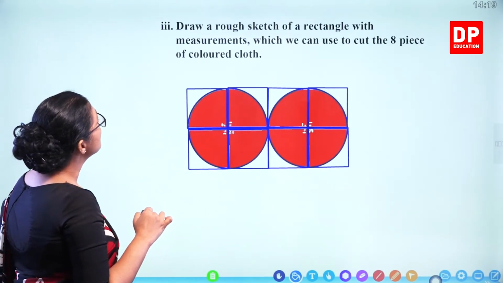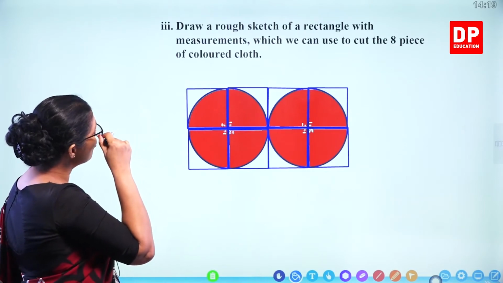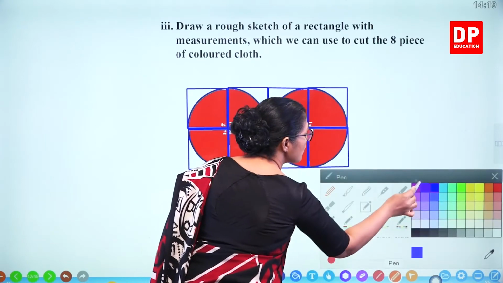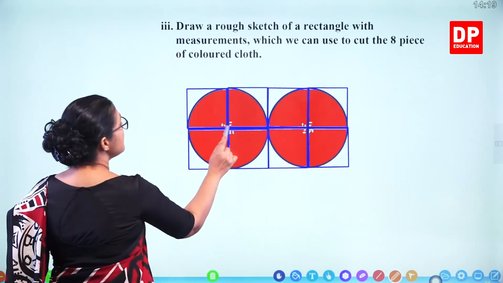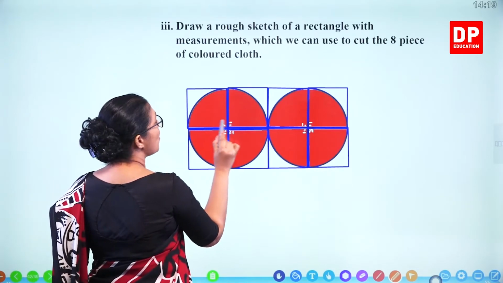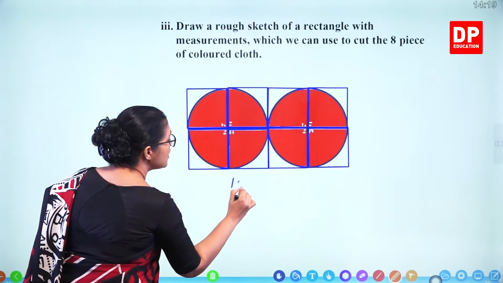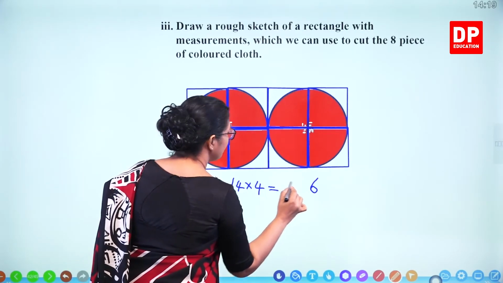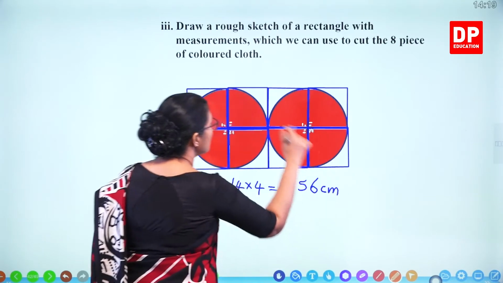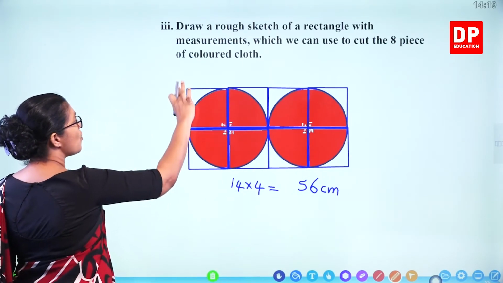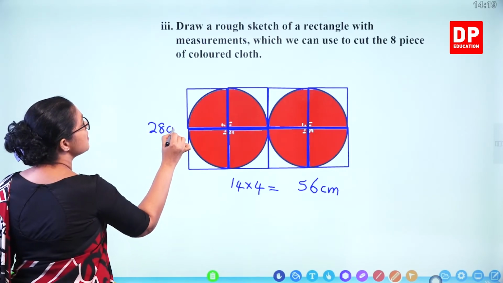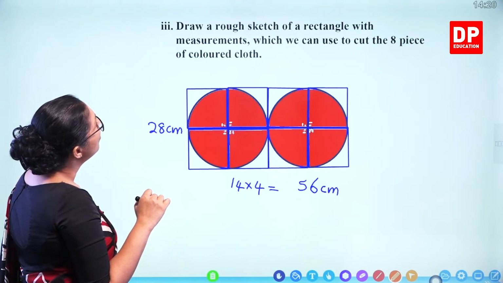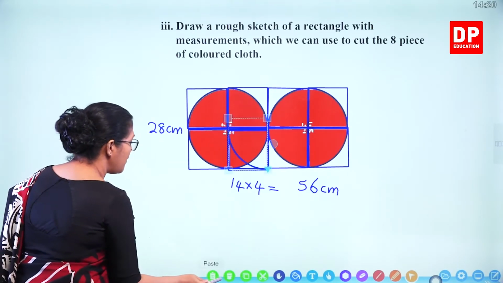pattern. So draw a rough sketch of a rectangle with measurements which we can use to cut 8 pieces of colored cloth. So here 14 is this one. So here 14, how many times? 1, 2, 3, 4. So 14 times 4. What's the length? 56 centimeters. So what's the width? 14 twice, 28 centimeters.